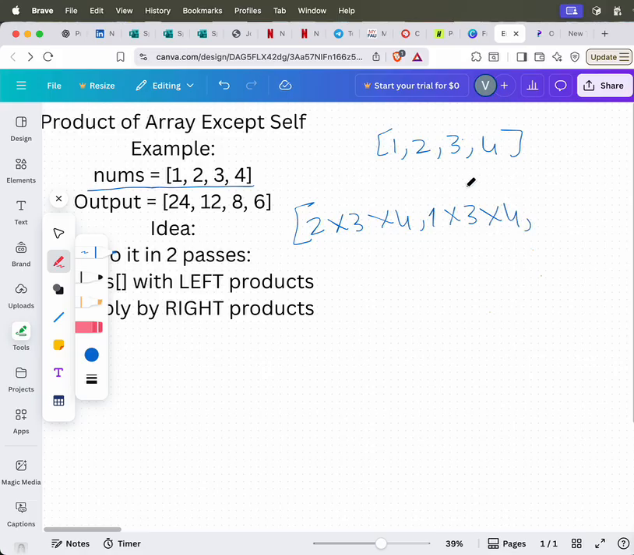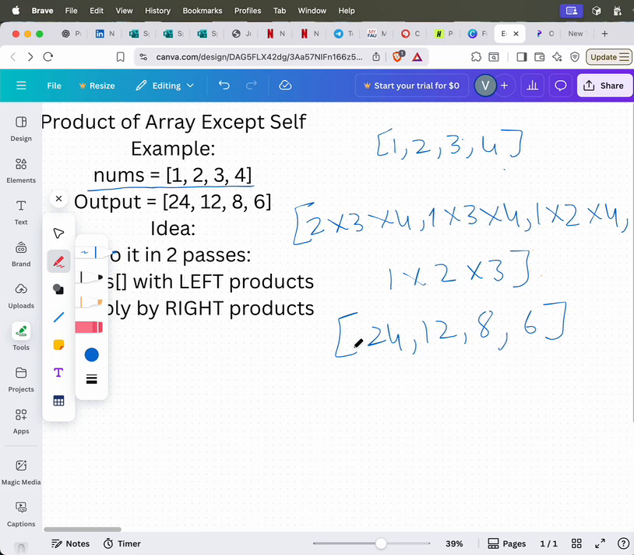And instead of 3, write all other numbers: 1 into 2 into 4. Instead of 4, write all other numbers: 1 into 2 into 3, which is 24, 12, 8, and 6. Okay?